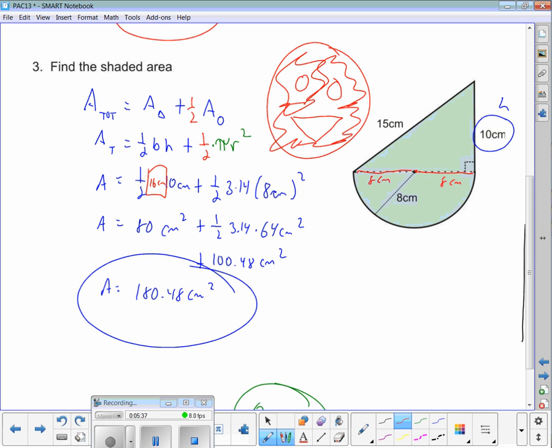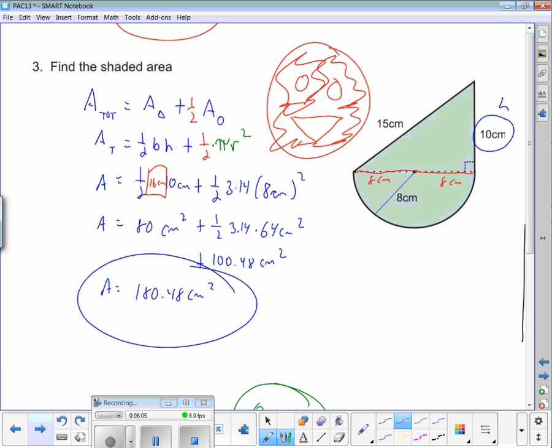Pi r squared is not the circumference. Circumference is pi d or 2 pi r. For the area, pi r squared. No, 2r is the diameter. For example, if the radius is 4, the diameter is 8, 2 times 4. But r squared is 16, 4 times 4.